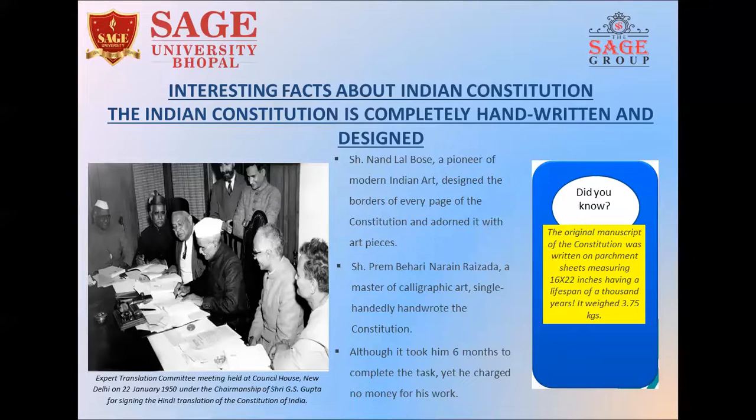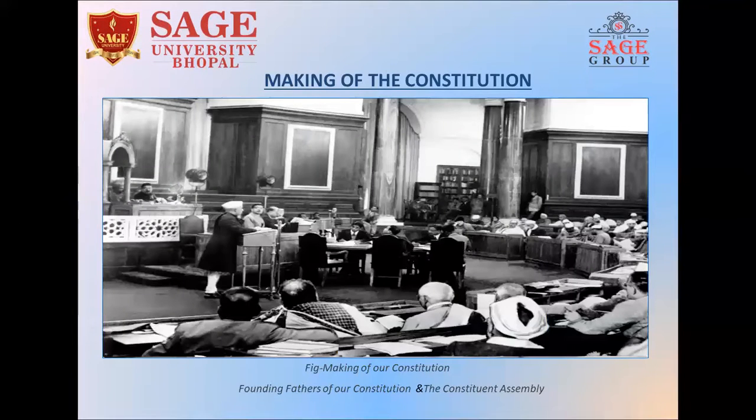The original manuscript of the constitution was written on a parchment sheet measuring 16 by 22 inches, having a lifespan of 1,000 years. It weighed 3.75 kgs. So, if sometime you visit Delhi and go to Parliament House, you can see the original manuscript of the Constitution of India lying in their museum. This picture showcases the Constituent Assembly and its members discussing the making of the Constitution from the year 1946 till the year 1949.